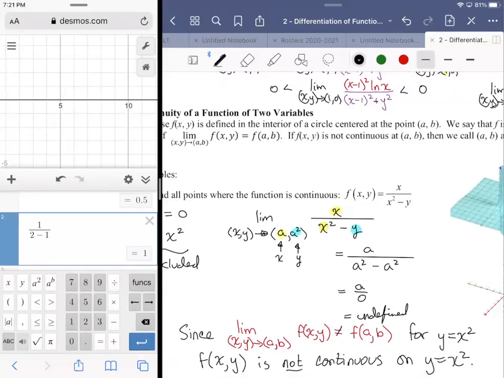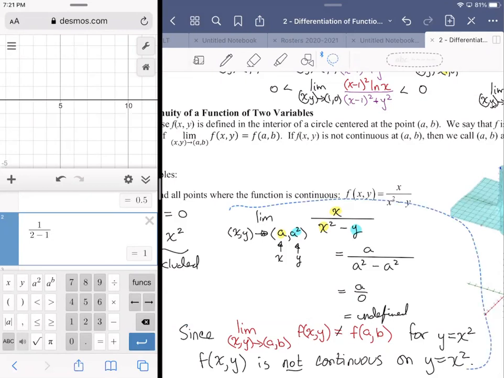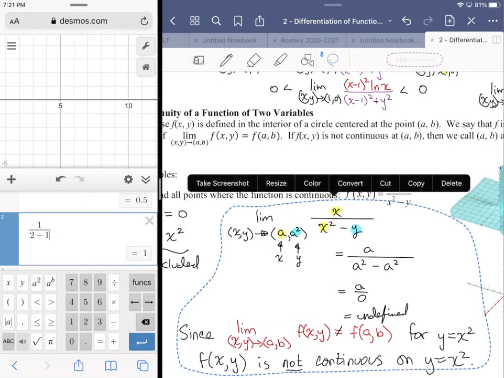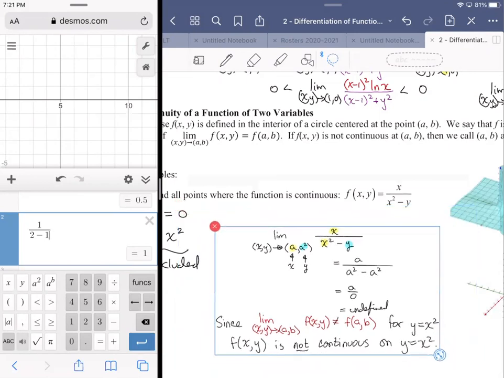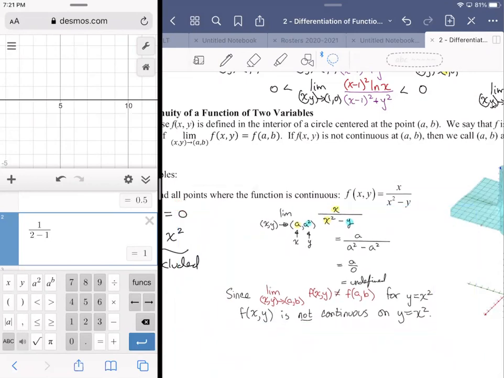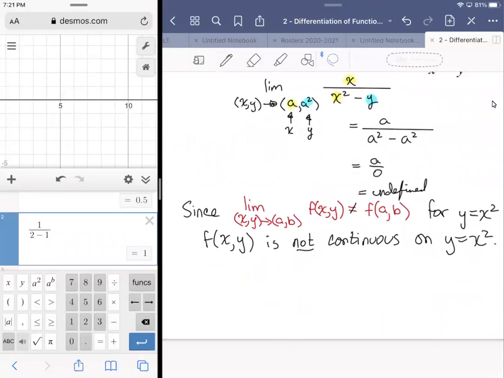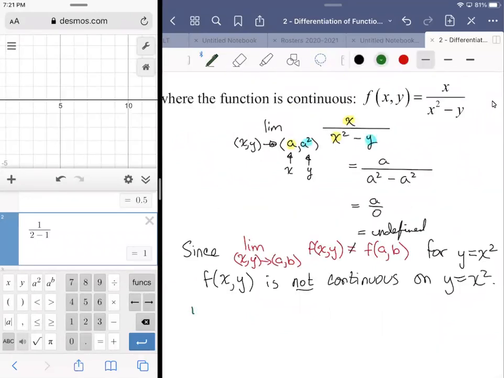But I do have to address continuity. I have to answer the question that's being asked. I'm going to shrink it down a little. So we want to address where it is continuous. It's continuous on (x, y) such that y is not equal to x squared.